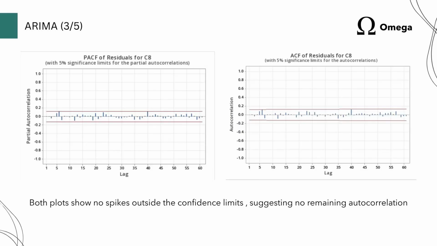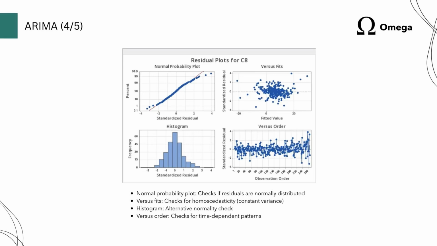Here we have some ACF and PACF plots, which show no spikes outside the confidence limits. This visual confirmation supports the Ljung-Box test result. The residual analysis indicates that there are no remaining autocorrelation patterns, and the model has adequately captured the time series structure, a good model fit for the data. Here are some residual plots for ARIMA(1,0,0).